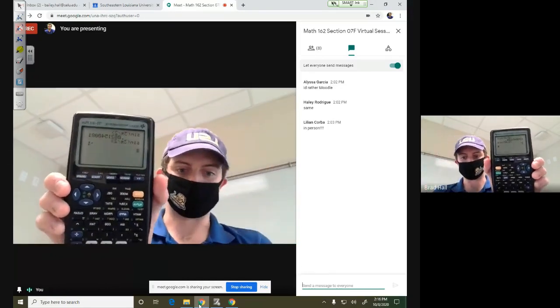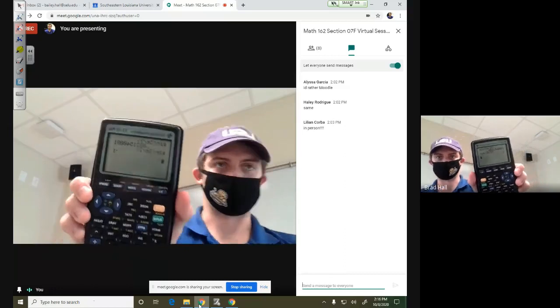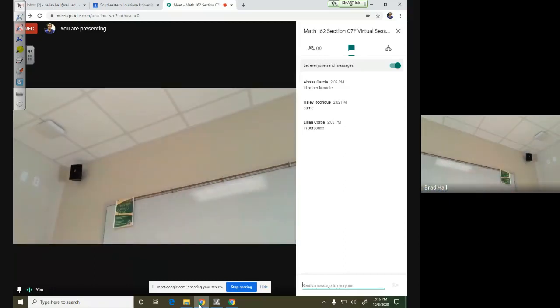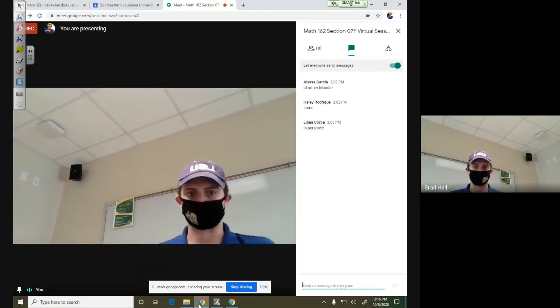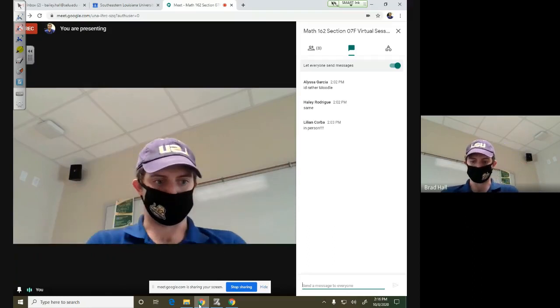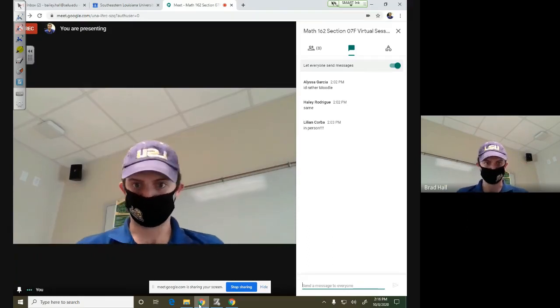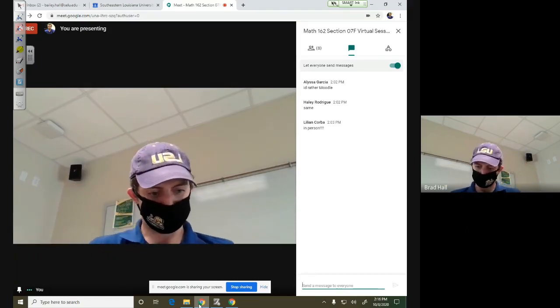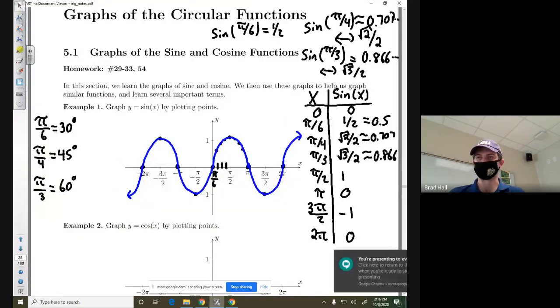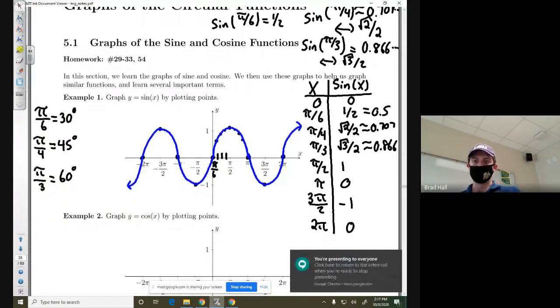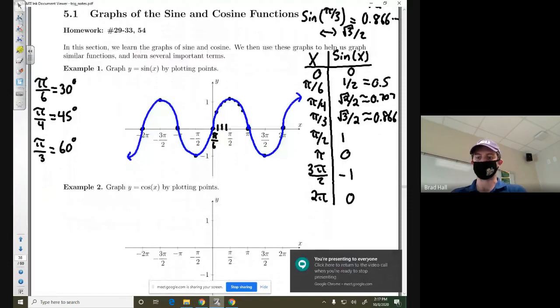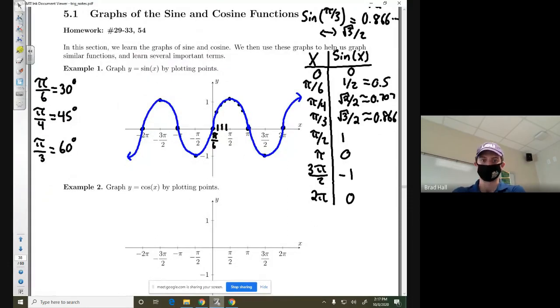So just for anyone who didn't know that, I figured I might as well show it. All right, cool. So that's how you can determine all those values in the chart here, and it'll help us for doing the same thing, but replacing sine with cosine.